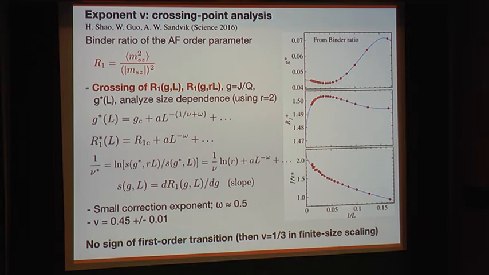And we don't see any first order transition. By the way, if we have a first order transition, then the exponent nu should always be 1 over d, 1 over the dimensionality, if we do finite size scaling. So one can still see scaling at the first order transition, but the exponents have trivial values.